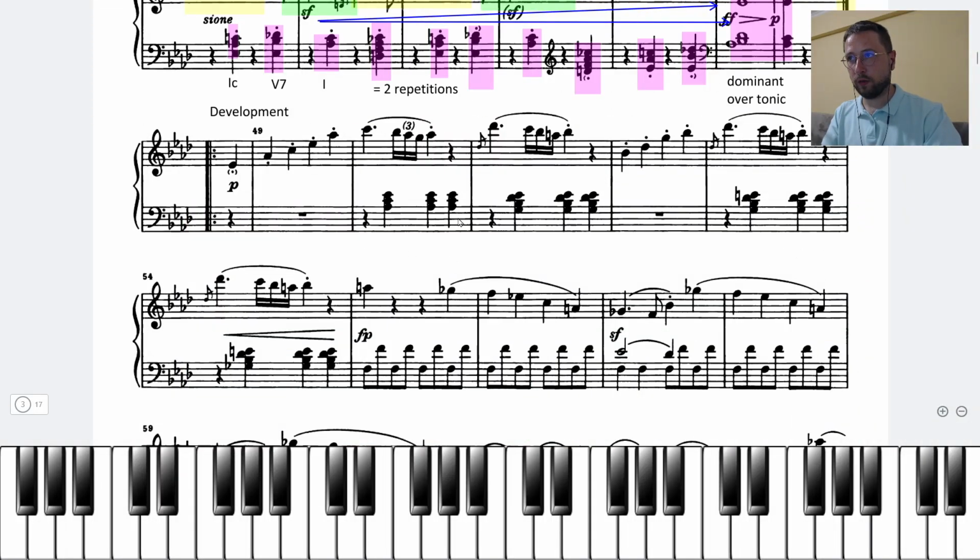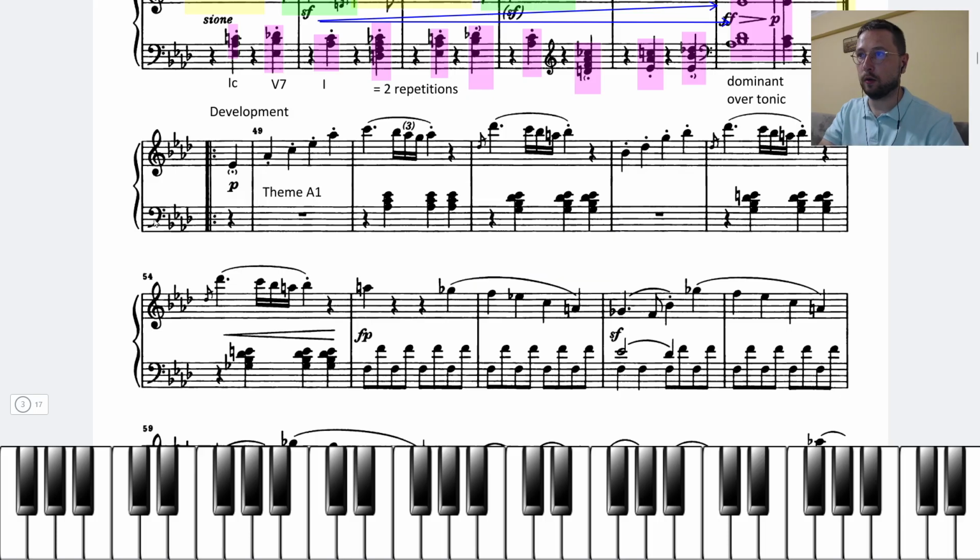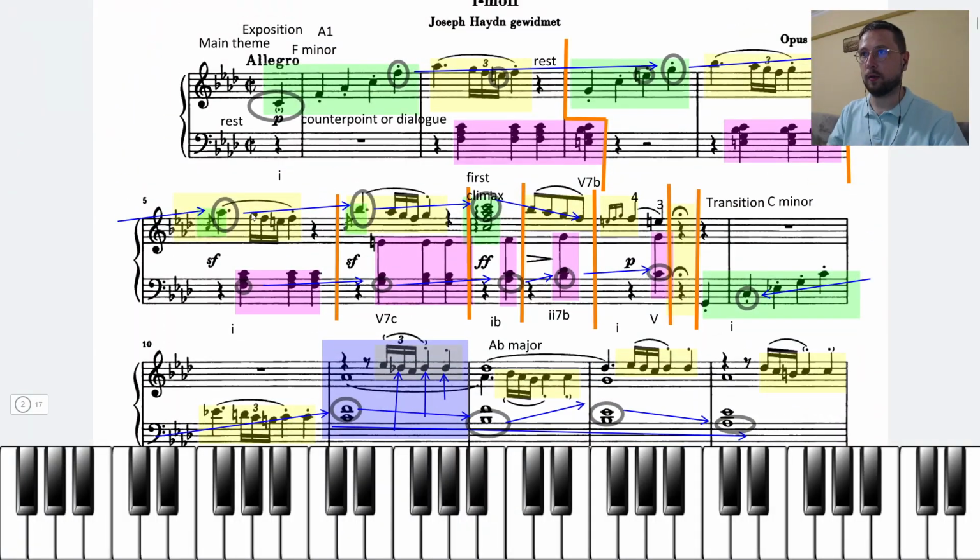So the development begins with this beautiful statement. And clearly this is not original material, but it was presented in the theme A1 or theme A. Theme A sounded like this.